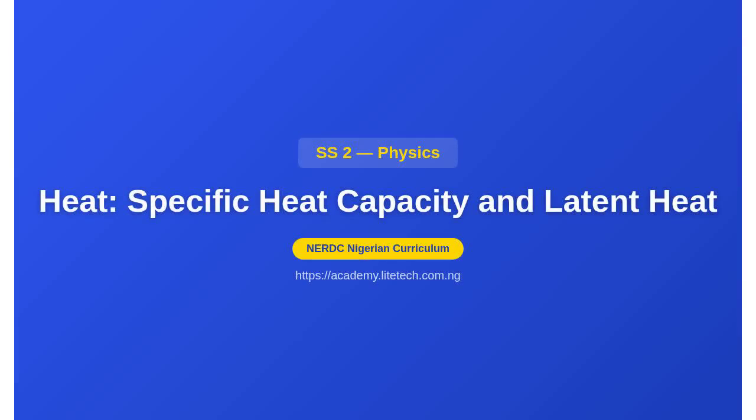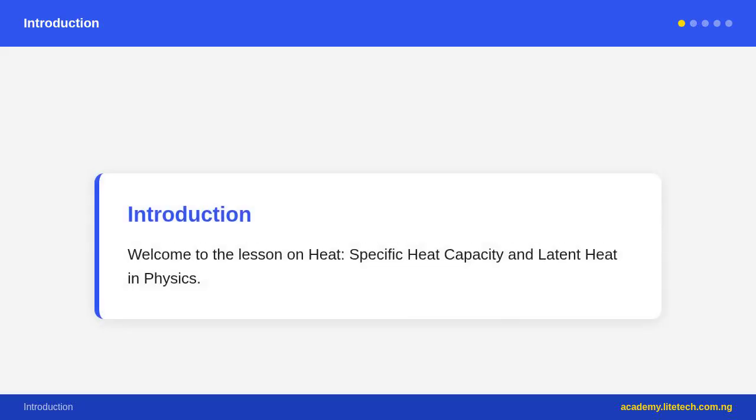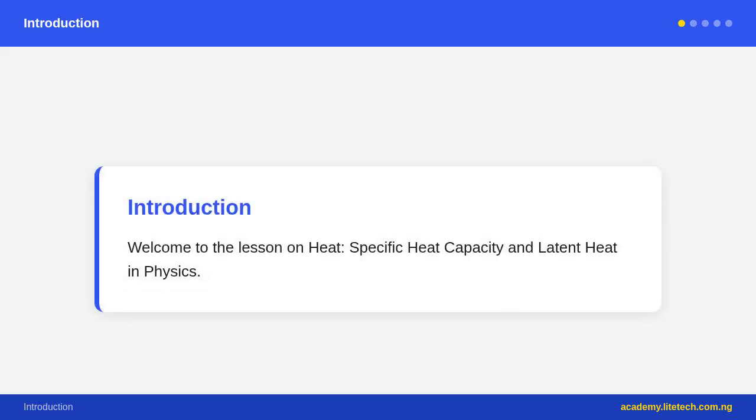Welcome to SS2 Physics. Today we explore one of the most fundamental concepts in thermodynamics, heat and its two key measurements, specific heat capacity and latent heat. Understanding how heat interacts with matter helps us explain everyday phenomena, from why it takes so long to boil a pot of water to why coastal cities have milder climates than inland areas.